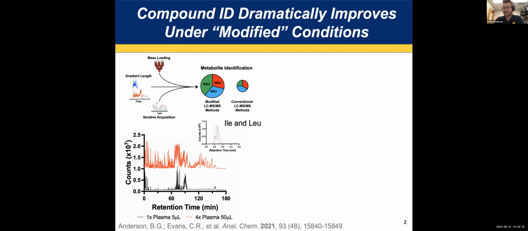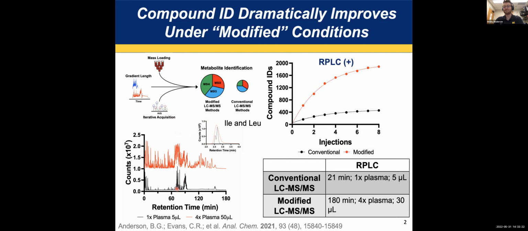but what I hope you see here is the large benefit you also get in the signal that you're seeing from a high loaded sample in red to a lesser loaded sample in black. We looked at reverse phase and HILIC, both positive and negative analyses, and compared a conventional methodology of about 20 minutes and lower sample loading to something as long as 3 hours and much higher loading, as well as 8 iterative injections. We are able to match way more candidate spectra to the databases with pretty high confidence.